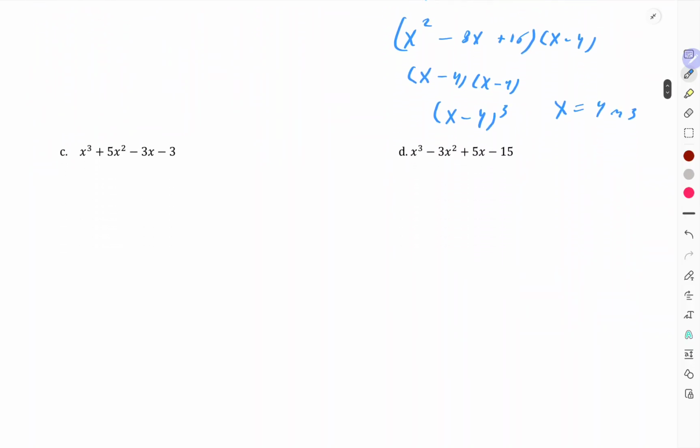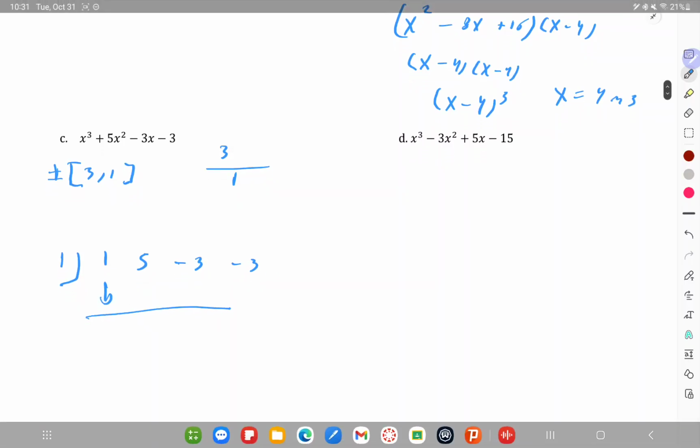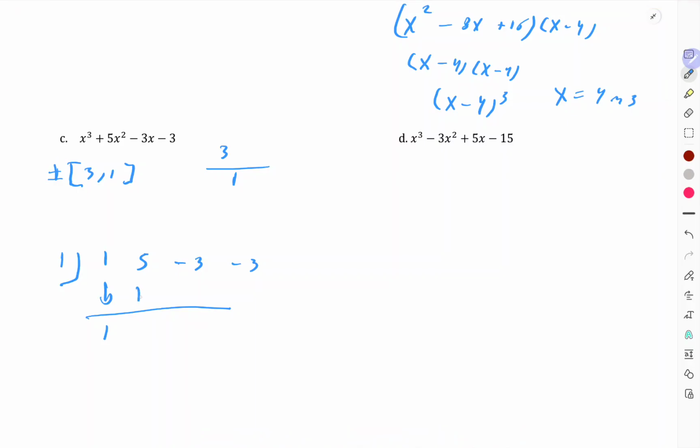So let's go on to the next ones. We got 3x in it, so 3 over 1, you already know. You got plus or minus 3, 1. Very nice. Let's go for 1. We got 1, 5, negative 3, and negative 3. Get the 1 down here. 1 times 1, 1. 5, 5. What? 2. That does not work.